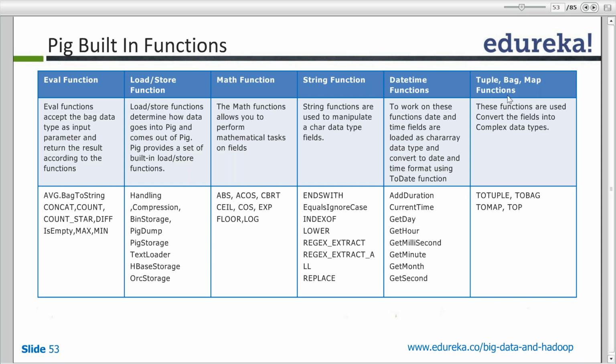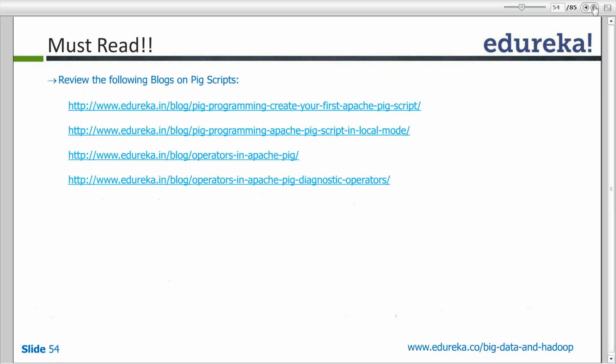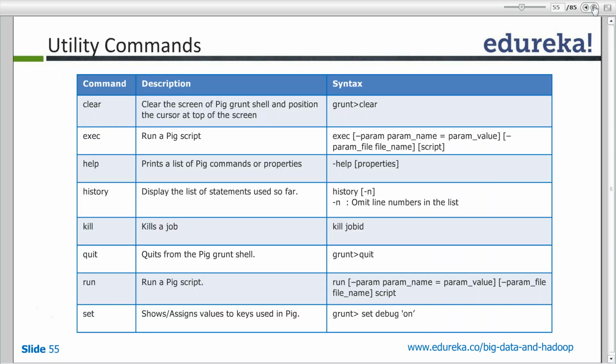For example, you can convert between them, right? You can convert bag to tuple. You can convert tuple to bag. You can convert to map. So these are some of the inbuilt functions available in Pig. Right? So you must read about the functions and the operators in Pig. Right? So there are some utility commands.